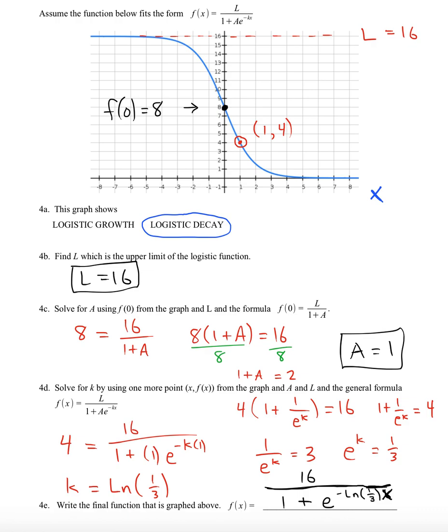Perfect. Now let's try a really far negative number, like negative 100. That gives me approximately 16. Okay, perfect.